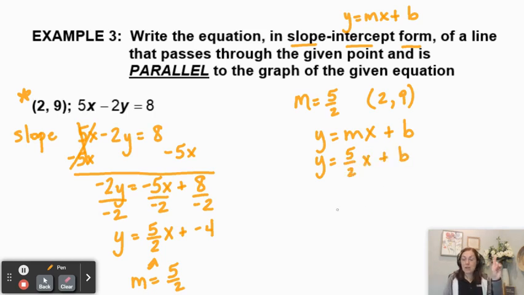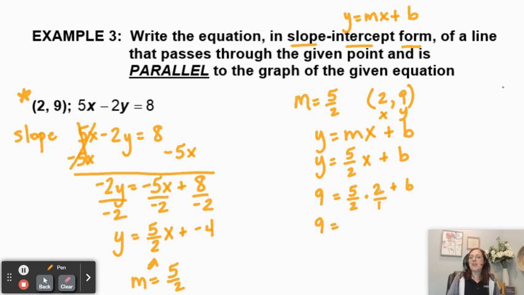And then remember, our 2, 9 is an x and a y coordinate. So that means in place of the x, I'm going to put a 2. In place of the y, I'm going to put a 9. So let's do that. I've got 9 in place of the y and a 2 in place of the x. Now remember, you can think of that 2 as 2 over 1. So 5 times 2 is 10. 2 times 1 is 2. 10 divided by 2 is 5. And then easily subtract the 5 from both sides, and so we get that b is 4.